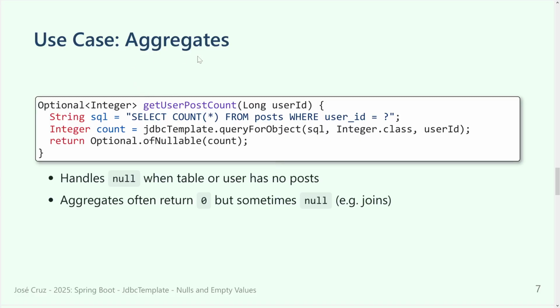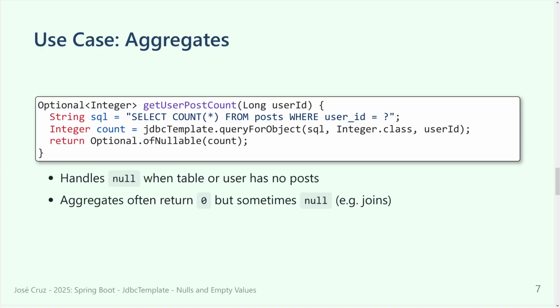Okay, another use case, it's aggregates. When you aggregate information, again, you can use the optional, get user post count. You want to count the number of posts and you select the count. This always returns a value. So here you don't have a lot of problems. You don't expect it to be nullable.